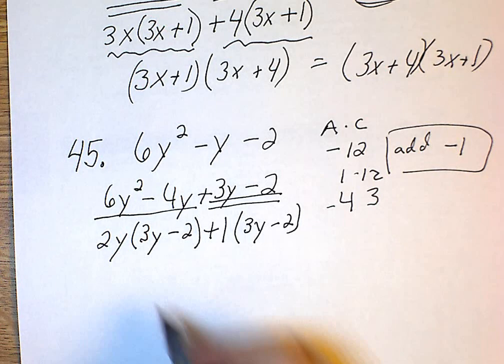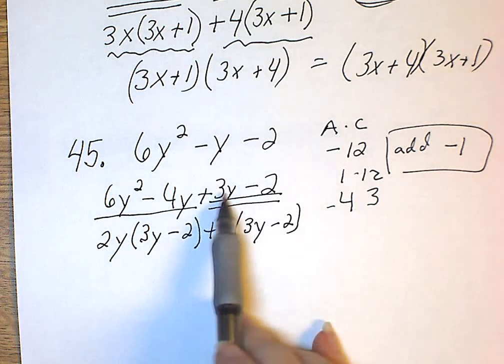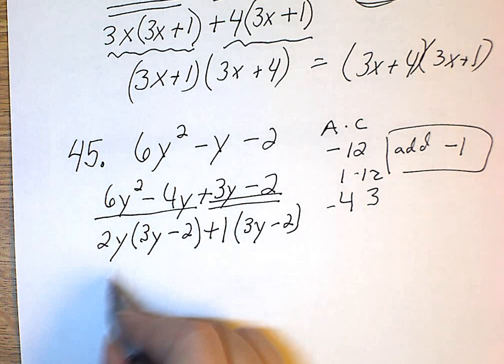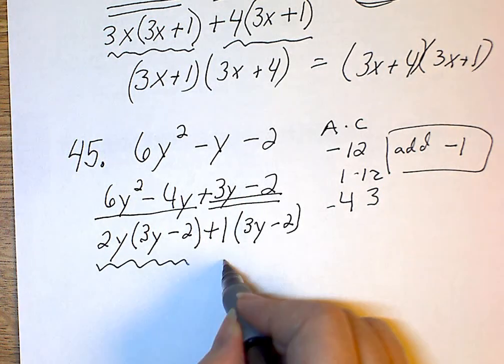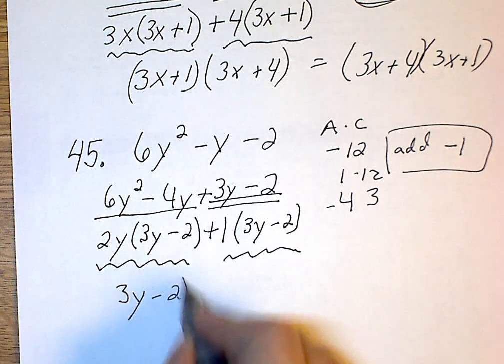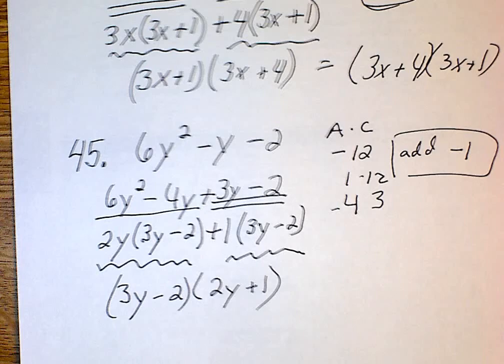So for the first two terms, you pull out what's in common with them, and then you pull out what's in common with the last two terms. Then you look at what's in common between the two groups. So we have 3y minus 2, and this is 2y plus 1.